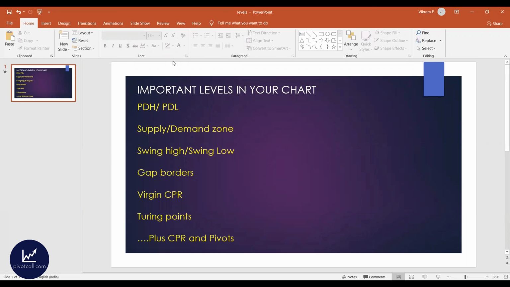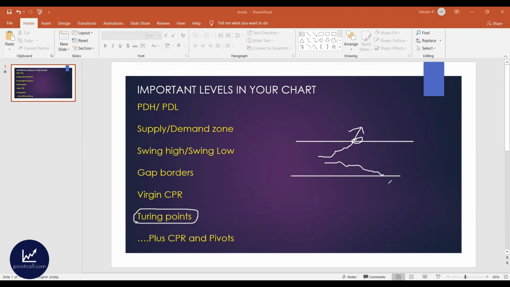Now, turning point. A turning point is a level where a big breakout or breakdown happens. If there is a breakout, then it is called a turning point. If a big breakdown happens, then this will be a turning point for the next day. This can also work as a strong support and resistance.